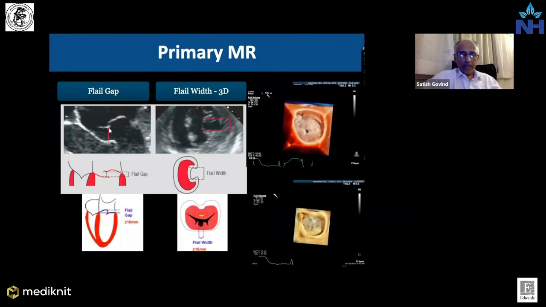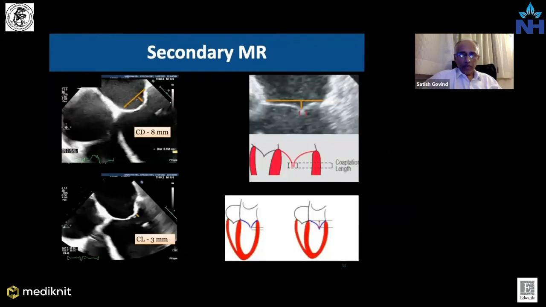So flail gap is better seen with 2D. And this is the flail width, and this is better seen with the 3D. If this has been shown from the transgastric, it is a little difficult, but I would encourage that you use the 3D, much better to get the flail width. So this is for primary MR.